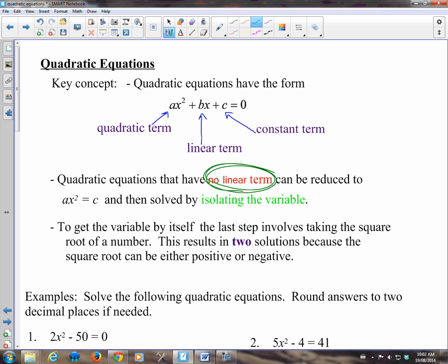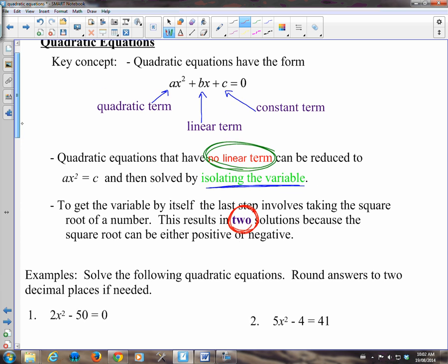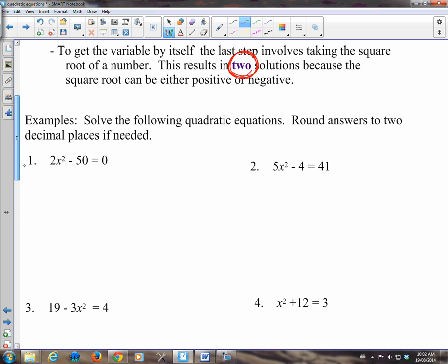And then, once that happens, you can solve it just like you would a linear equation by isolating the variable. To get the variable by itself, the last step involves taking the square root of a number. Because to get it by itself, you have to do the opposite operations. And the opposite of squaring is square root. The square root of a number results in two solutions, which we will talk about as we go through some examples together. So let's take a look at some examples of quadratic equations.